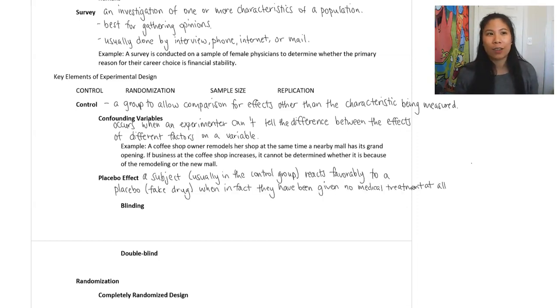Along the lines of the placebo effect, since we're going to be giving some people a fake drug and some people the real thing, we want to make sure that when we collect data, the subject doesn't know which one they got, so that this placebo effect doesn't actually happen. So blinding is when the subject doesn't know which treatment they got.